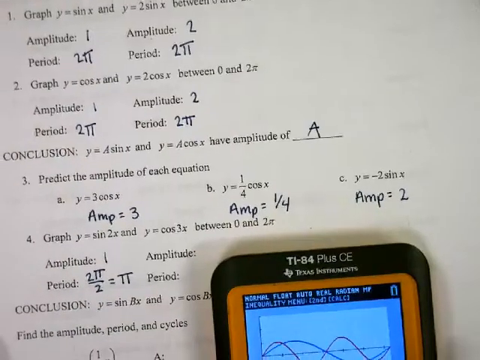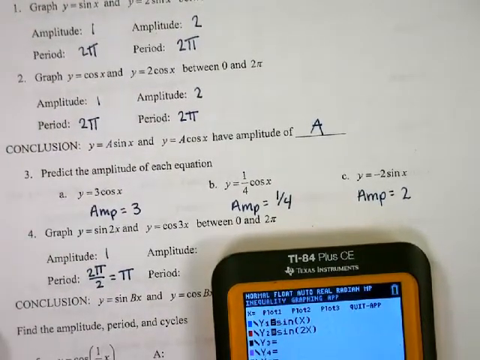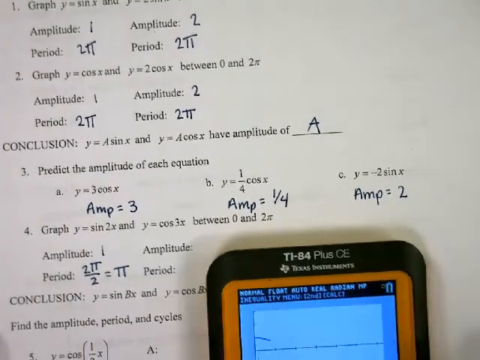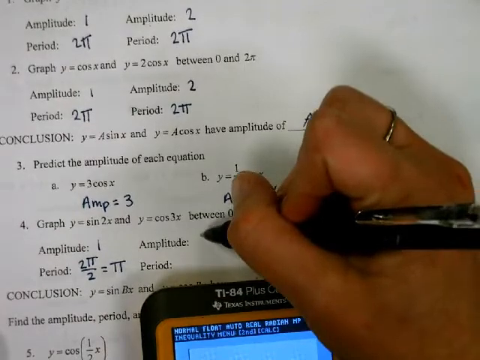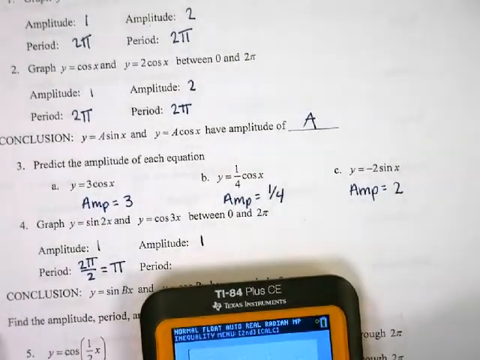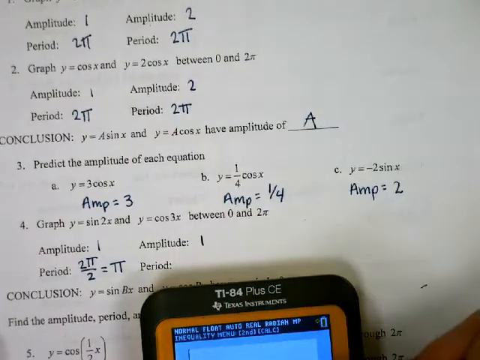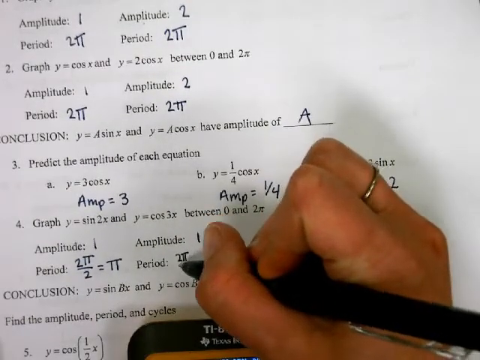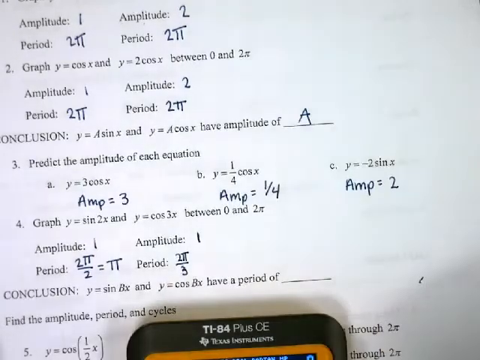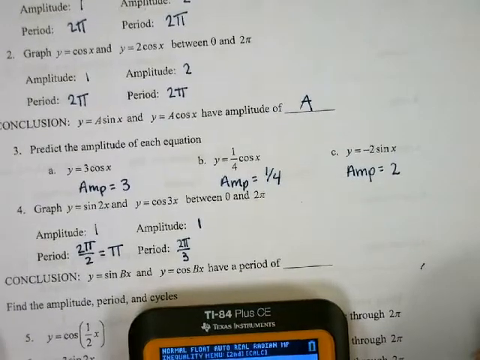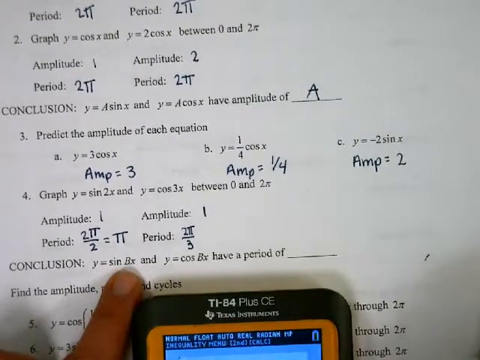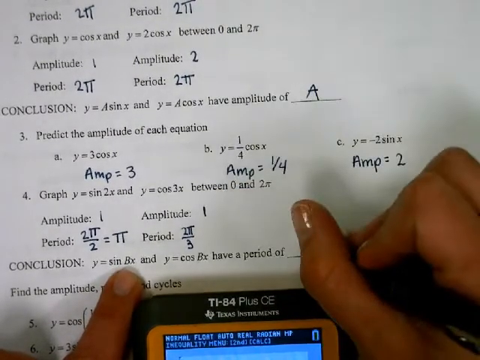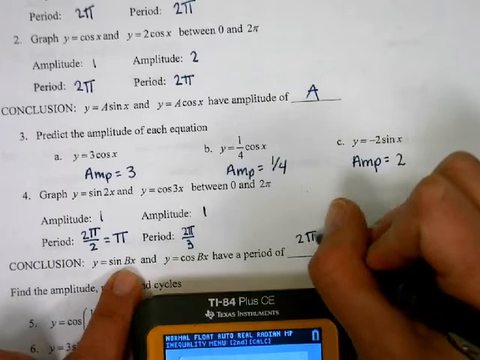Okay, so cosine of 3x. Let's change this guy to cosine. Cosine of 3x. There's not a number out front, so my amplitude's not going to change. But notice how many times he starts over. There's 1, there's 2, there's 3. So in my 2 pi window, I see 3 of them. So its period is 2 pi over 3. So in conclusion, if you have a number in front of your x, they have a period of 2 pi over b.